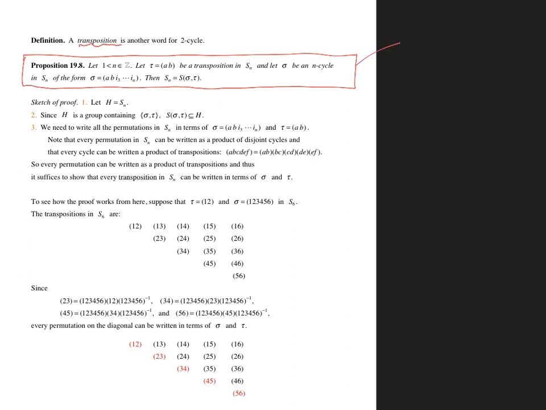So the big takeaway from this proposition is that Sn is generated by a 2 cycle, AB, and any n cycle that has A and B next to each other: A, B, and then C3 through Cn.